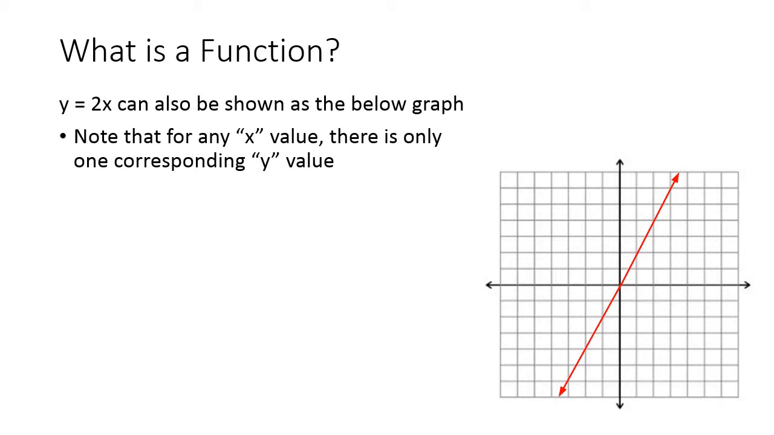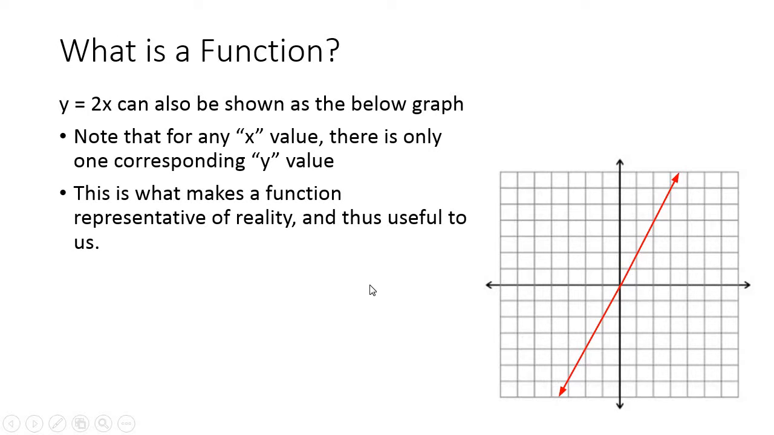So note that for any x value, there's only one corresponding y value. For this x value of -2, the y value is -4. For this x value of -1, the y value is -2. There is only one y value for any x value on this line, no matter what point you pick.